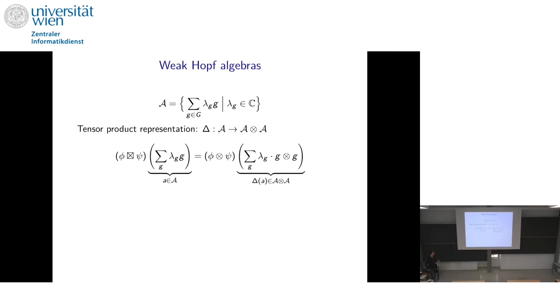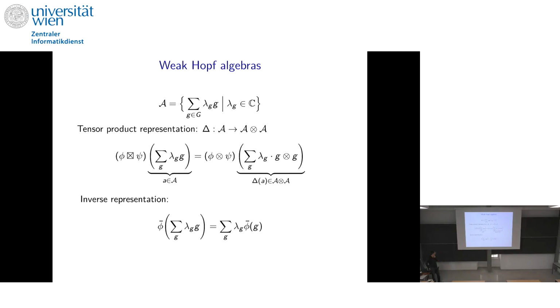What's important to define a tensor product representation is this so-called coproduct. In order to define this tensor product representation, what we have used is a map from the algebra to the tensor product of the algebra. This map is called the coproduct.